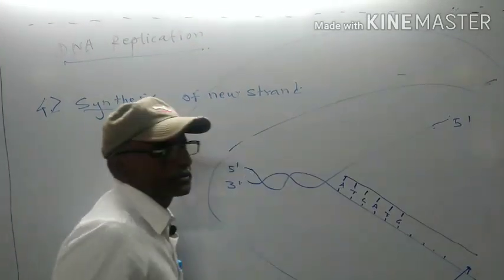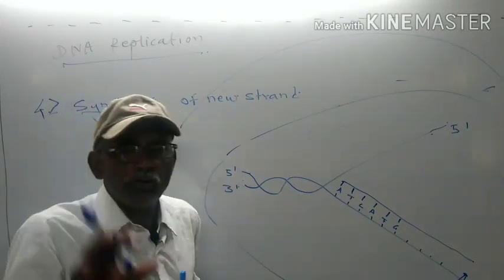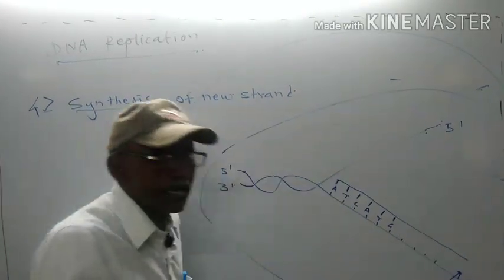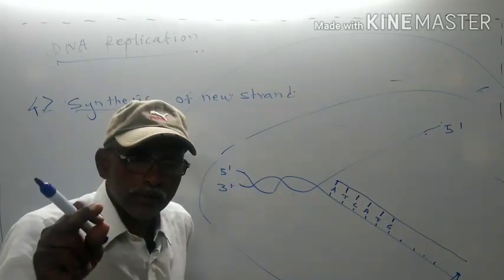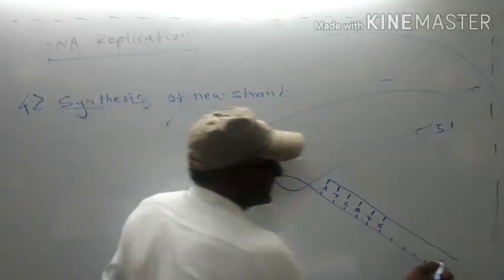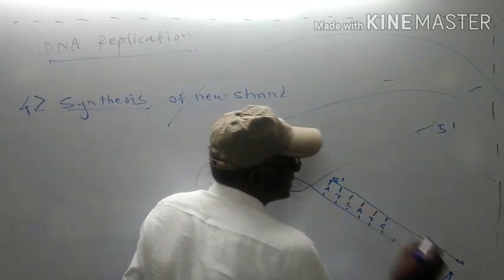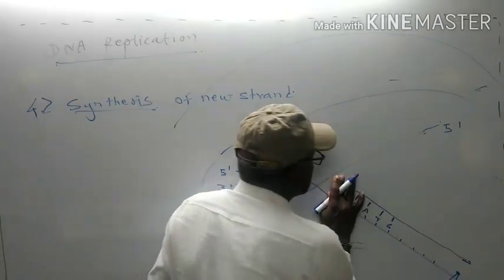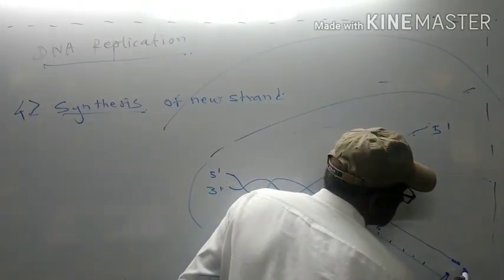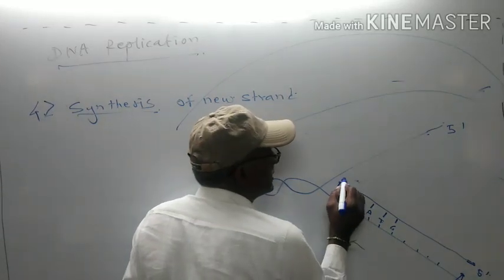And always keep in your mind that the new strand which is formed in replication is in which direction? 5' to 3'. The direction is 5' to 3'. It is directed here, 3'.